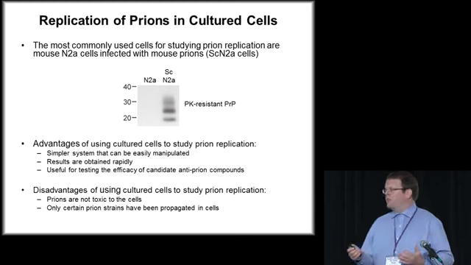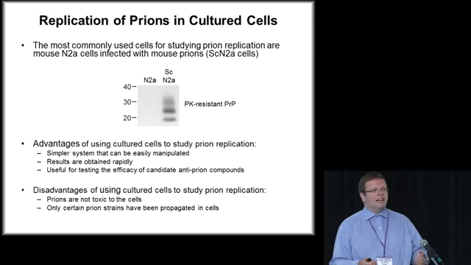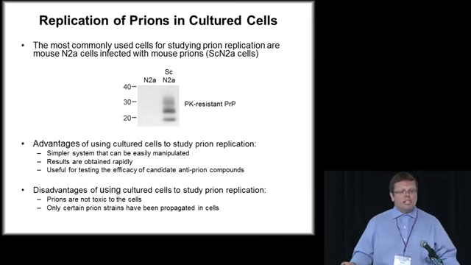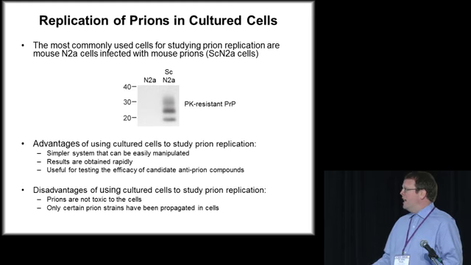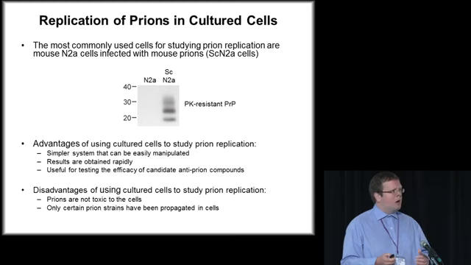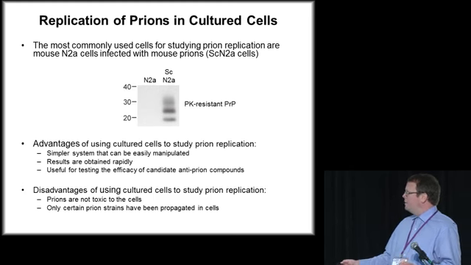Why would you want to use a simple system? First, it's very easy to manipulate. Second, probably more importantly, as opposed to studying an animal, which can take weeks or months or even years, you can get results in days with cells. And they're particularly useful for testing the efficacy of, or trying to find, small molecules that might interfere with prion replication. For instance, you can look for compounds that get rid of this protease-resistant PrP in the cells.